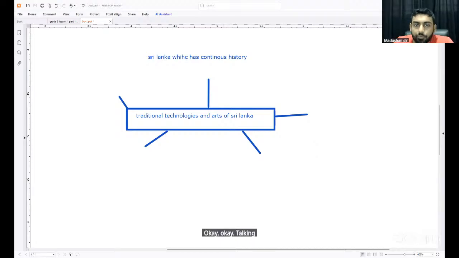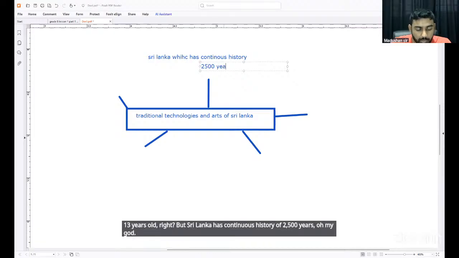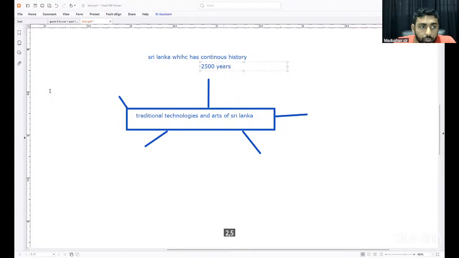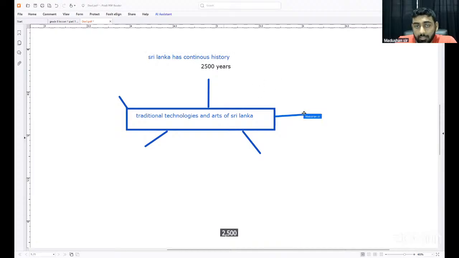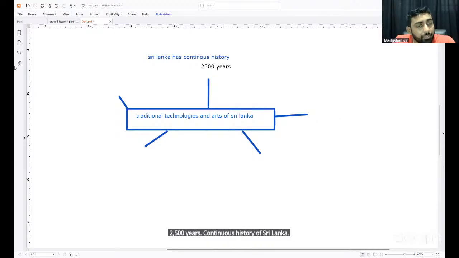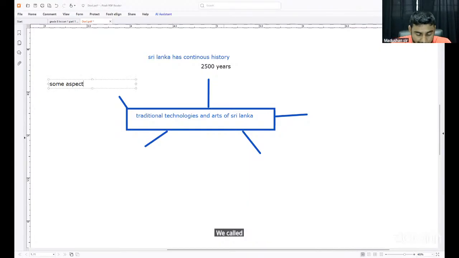So you may have a history of 13 years, right? But Sri Lanka has a continuous history of 2,500 years. Continuous history of Sri Lanka, 2,500 years. And when it comes from generation to generation, we call them some aspects of technologies.